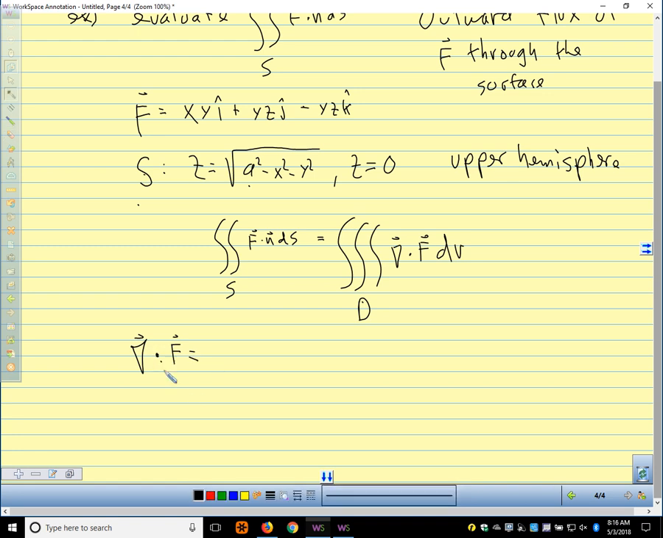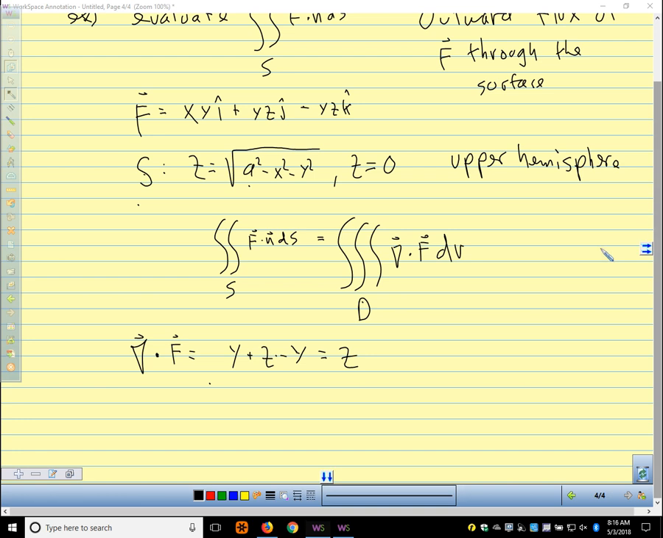And remember, the divergence is a scalar, and it's just the partial of the x component with respect to x, partial of the y component with respect to y, partial of the z component with respect to z. And we get y minus z plus z minus y equals z. Partial with respect to x, partial with respect to y is z, partial with respect to z is negative y.